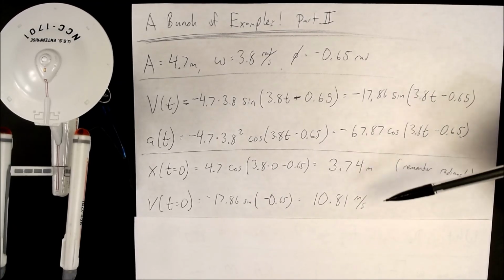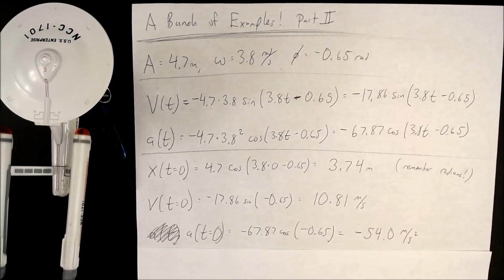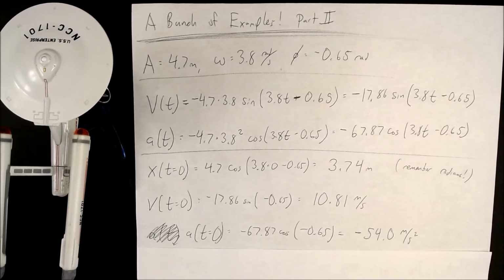Velocity at t equals 0, we'll just plug that into the velocity, plug in 0 for t, and you get 10.81 meters per second. Acceleration, you get negative 54.0 meters per second squared.